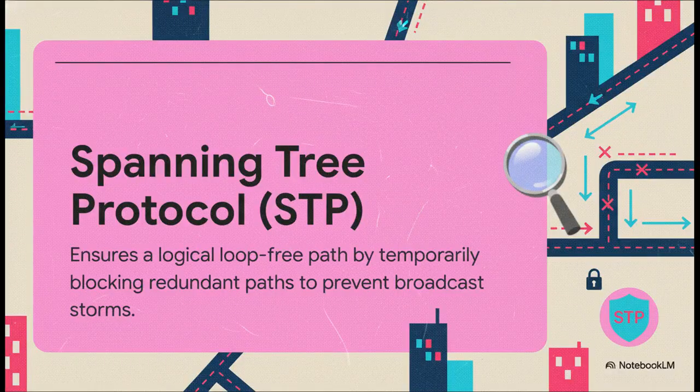So how do we get those critical backup paths without causing a complete meltdown? The answer is an amazing piece of tech called the Spanning Tree Protocol, or STP. Think of it like the network's own automatic GPS. It looks at all the possible roads and intelligently blocks any redundant ones, making sure there's only one active path at any time. But if that main road suddenly fails, bam, STP instantly unblocks the backup path and keeps traffic moving without missing a beat.